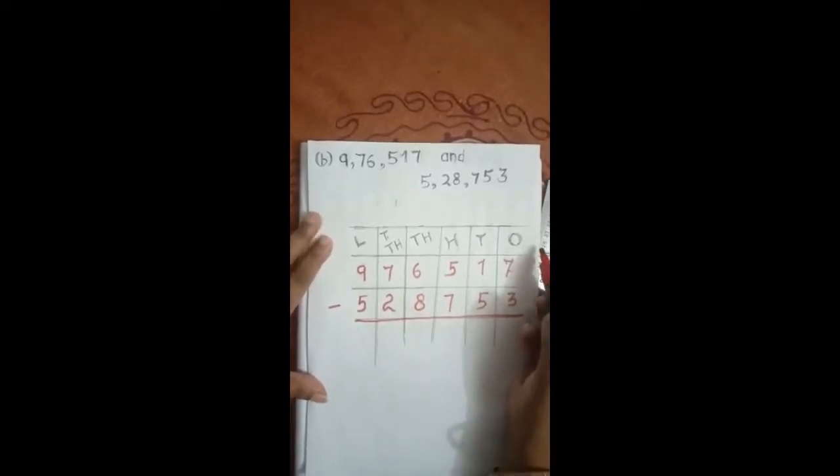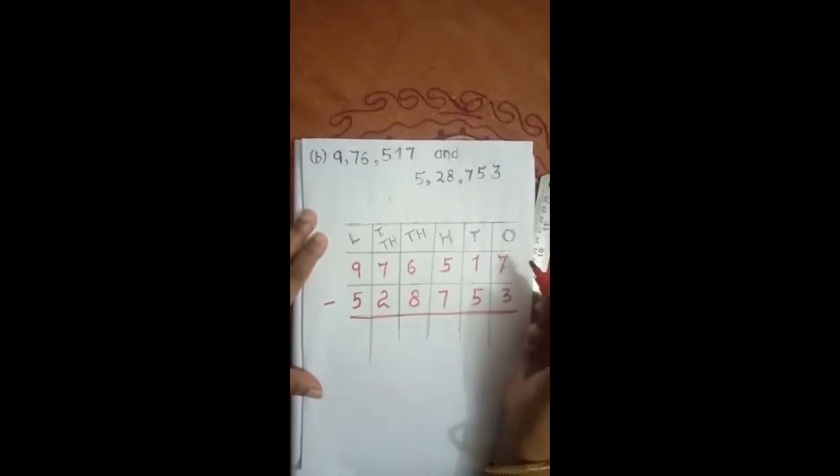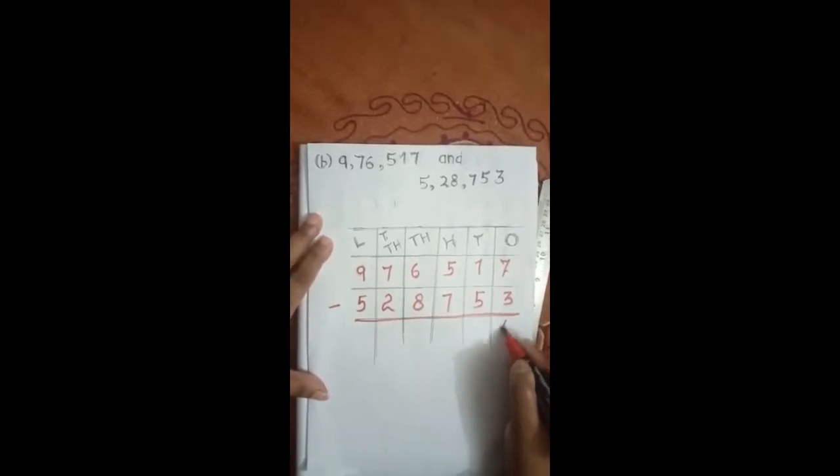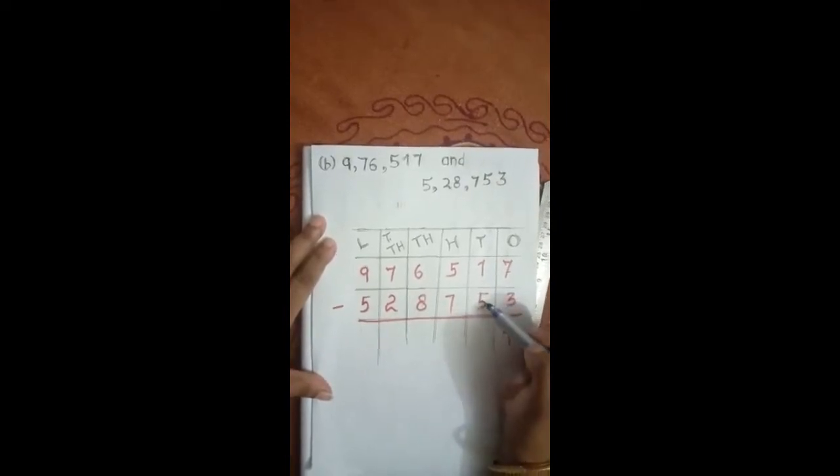According to the rule of subtraction, we will start from the ones column in the place value chart. So we subtract 3 ones from 7 ones. We get 4 ones. We put down 4. And now come to the tens column. We subtract 5 tens from 11 tens.